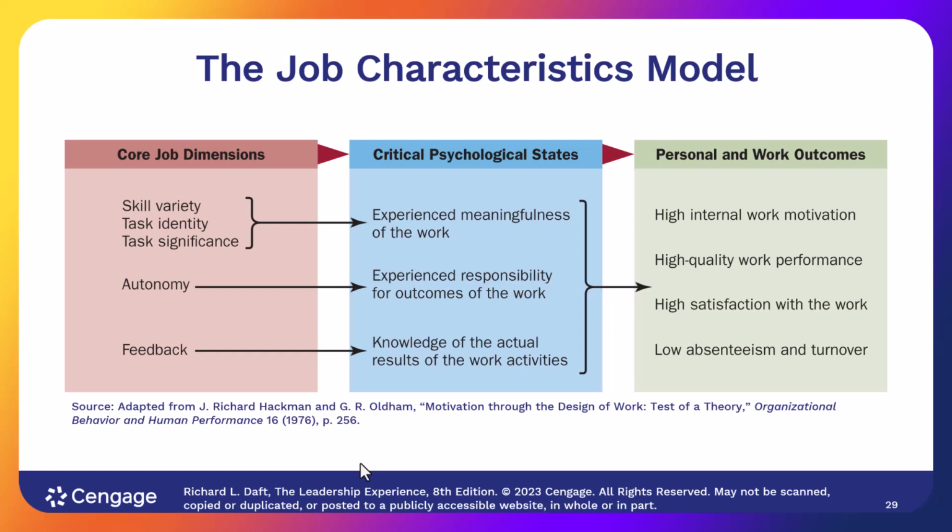So now when you look at the feedback, you want to be able to say, based on our feedback, we know what we're doing is working. So you see, when you put them all together, core psychological states point to personal and work outcomes: high internal work motivation, high quality work, high satisfaction with the work, low absenteeism and low turnover, because people are actually in a good head space and a good physical space at work. Therefore, the personal and work outcomes are high.